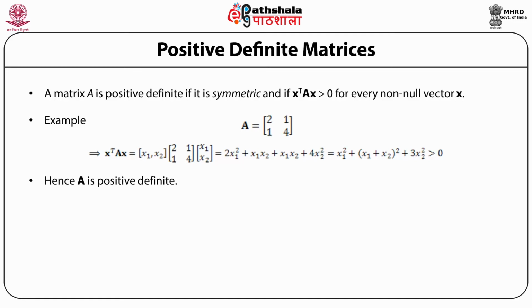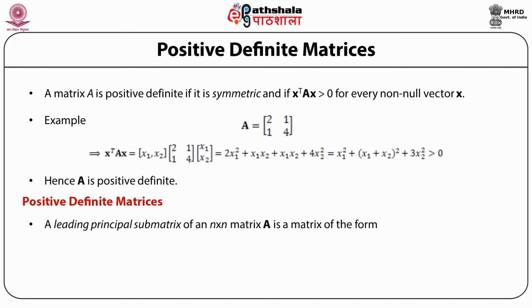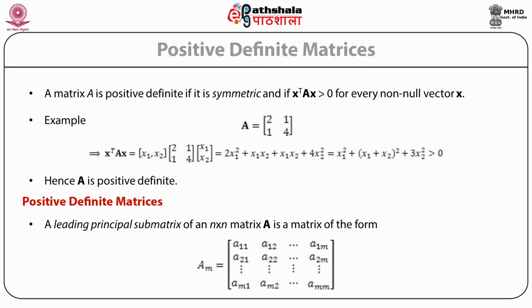The criteria for positive definiteness. A leading principal submatrix of an n cross n matrix A is a matrix of the form Am equals A11, A12 up to A1m, A21, A22 up to A2m, and so on till Am1, Am2 up to Amm.